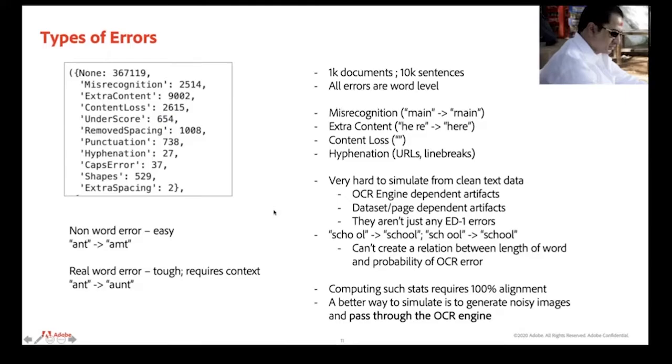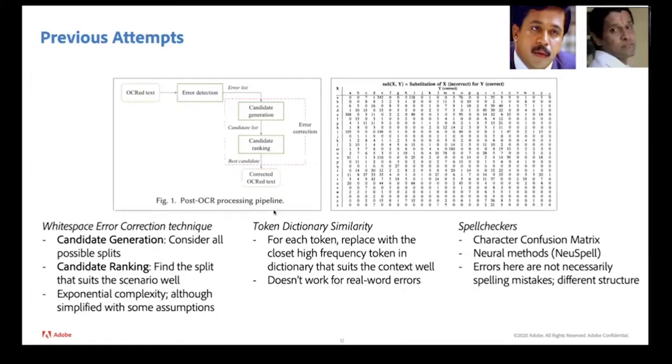So previous attempts at solving this problem of post-OCR processing look like this. You have the OCR text, and then you have an error detection module, which identifies all the errors. Then for each error you generate potential candidates that could correct it, you rank those candidates, take the best candidate, and replace the error with it. For example, there was white space error correction, which generated all potential white space insertions in all places and saw which one fits well using an n-gram model.